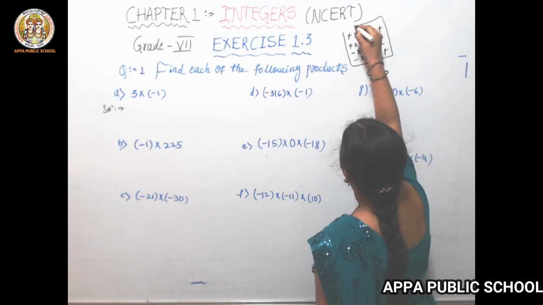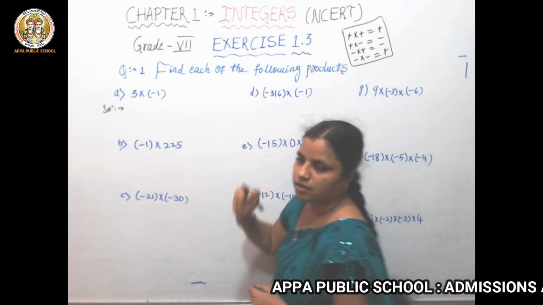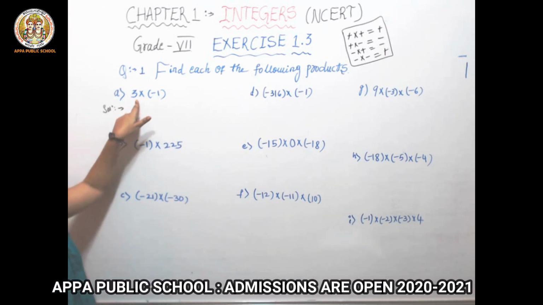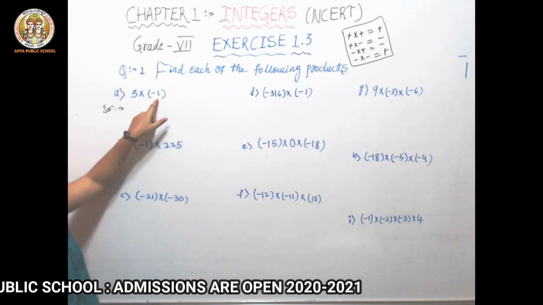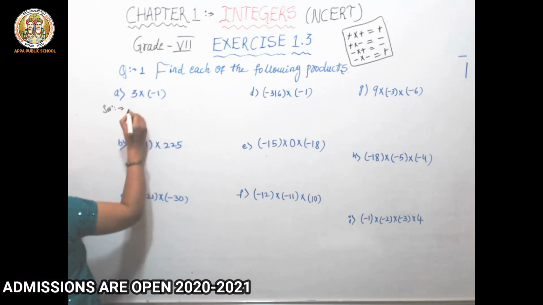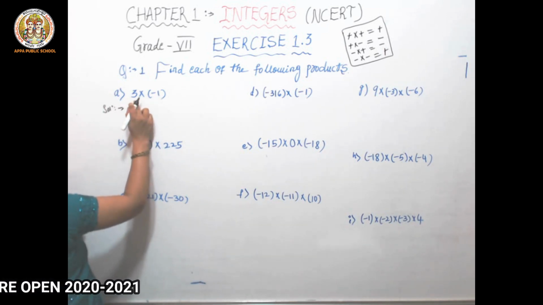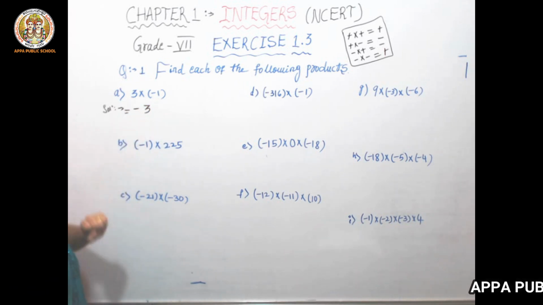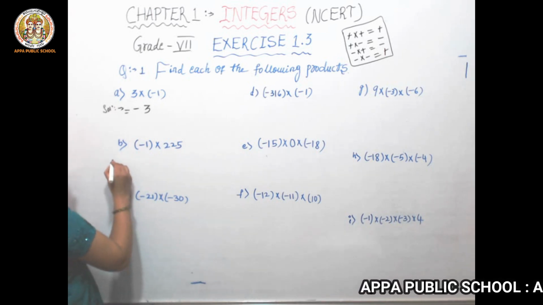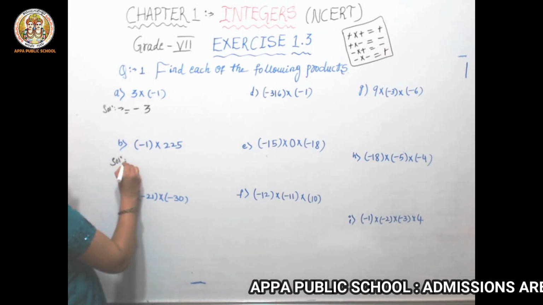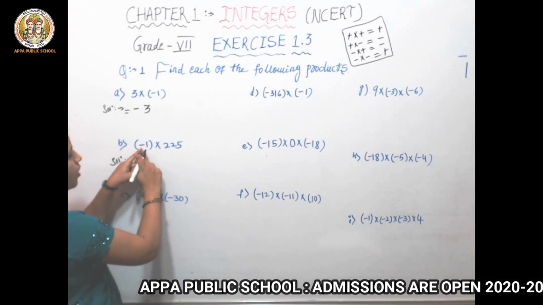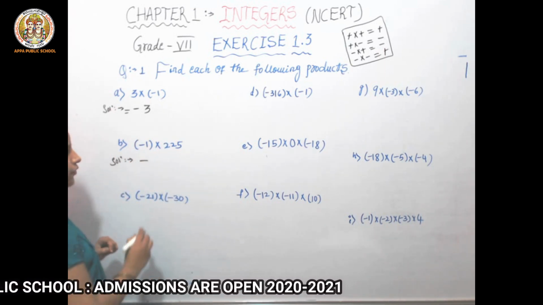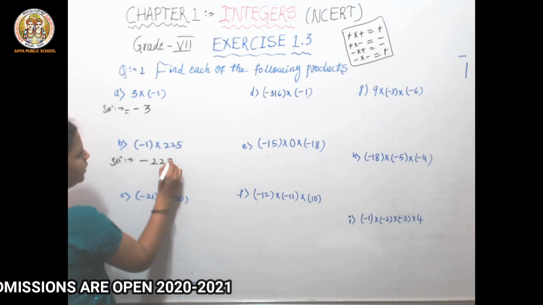So these tricks we are using here. Now here 3 is a positive integer and minus 1 is a negative integer. Plus into minus is minus, 3 into 1 is 3. The answer is minus 3. And the next one. Again here minus and plus, plus into minus is minus, 1 into 225, it is 225.